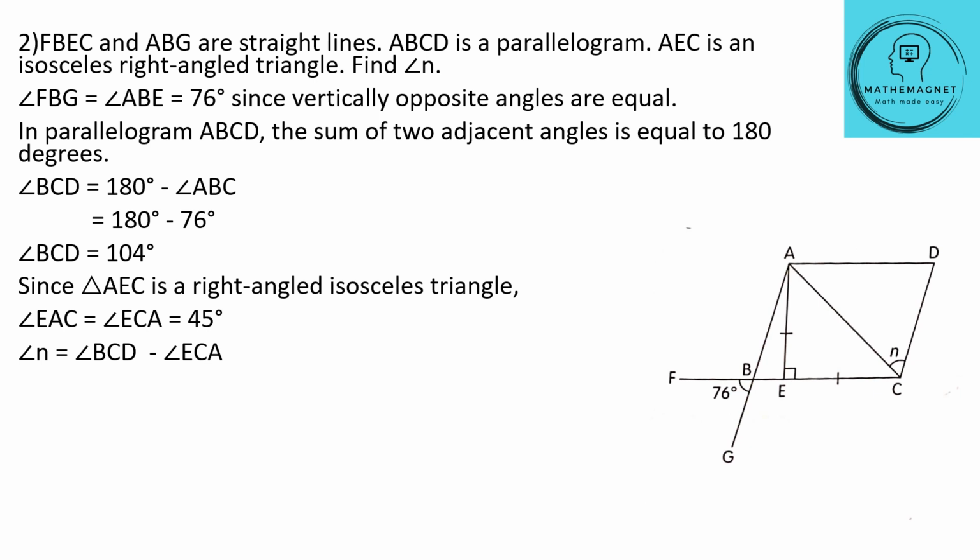Now angle N, the unknown angle, can be found by subtracting BCD minus ECA, which is equal to, we already found BCD as 104 and ECA we found as 45. So 104 minus 45 equal to 59. So the unknown angle N is equal to 59 degrees.